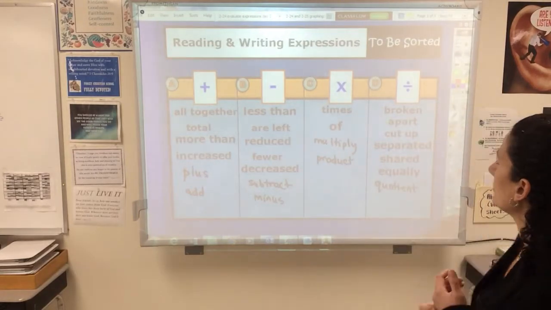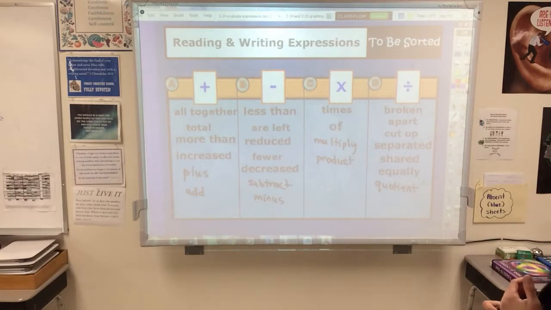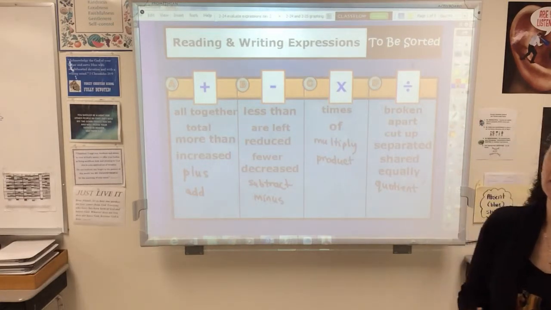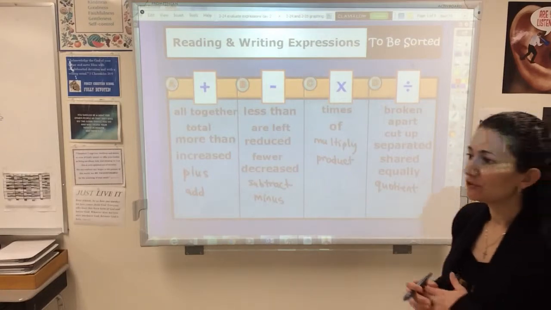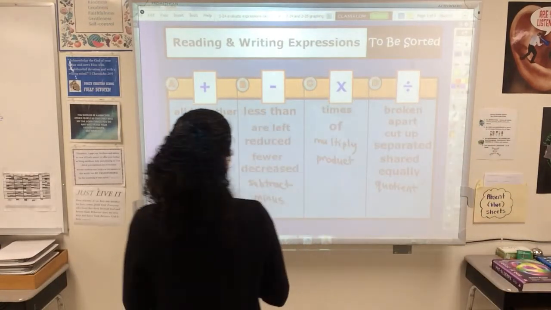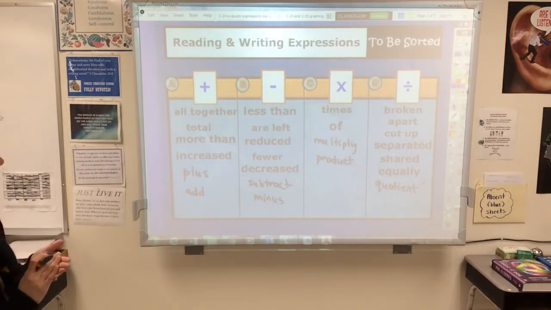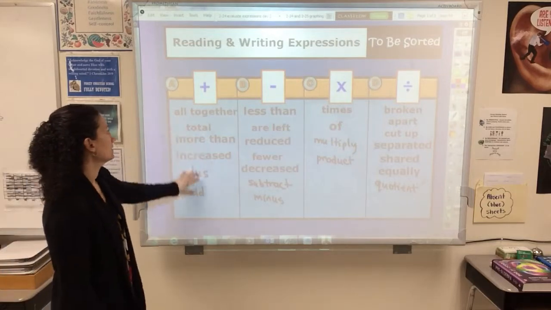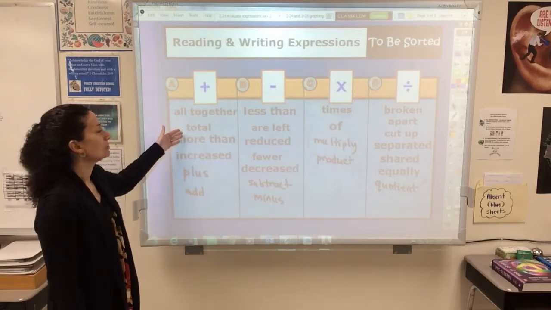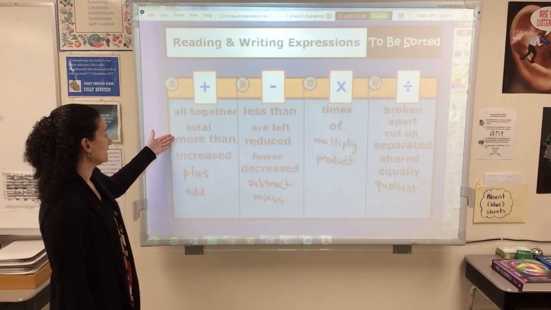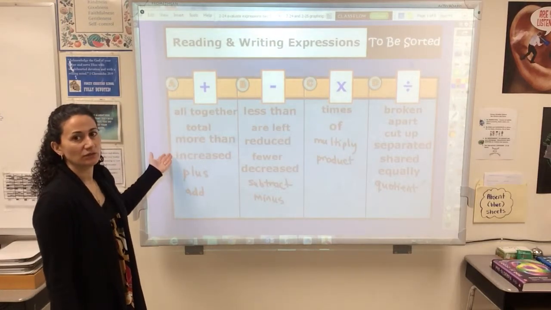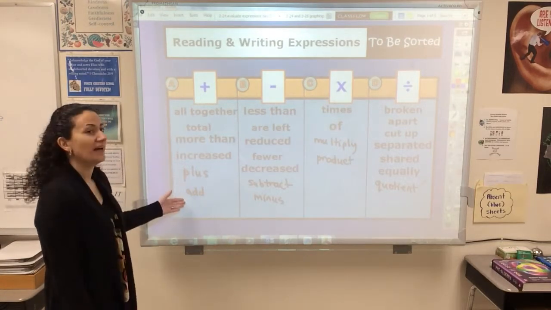Behind me I have some words that mean addition, subtraction, multiplication, or division. Some of these are very easy and you know them already. If you're sure that you understand what they mean, you don't have to write them. But I do want you to make yourself a little chart in your notes and copy down all the words that mean addition, such as altogether, total, more than, increased or increased by, plus, add.